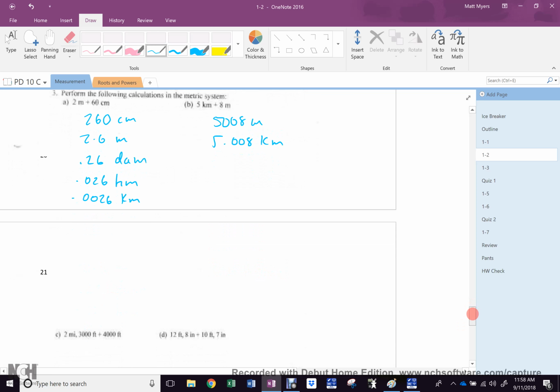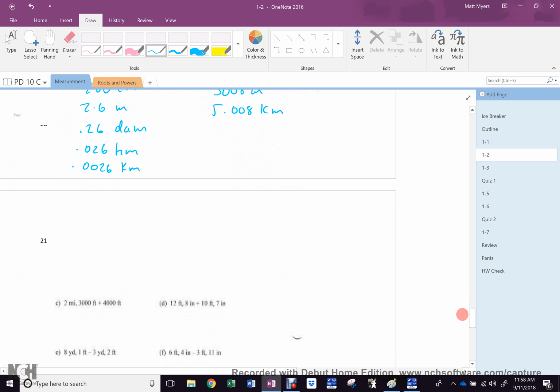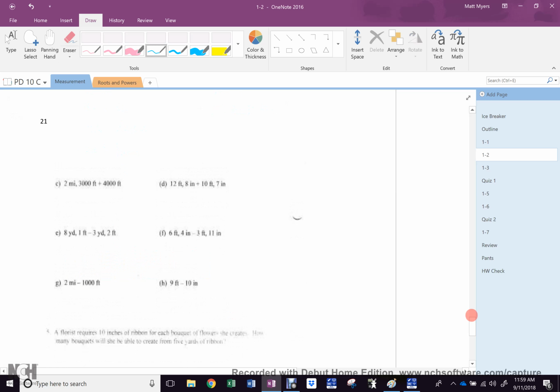Now, I just noticed today that there should be right here, perform the following calculations in imperial. It did not print. So hopefully you all recognize that when I said metric, you kept it metric. So here you hopefully kept it imperial. Yes? It's a printing error because I don't do the printing. Other people do the printing.